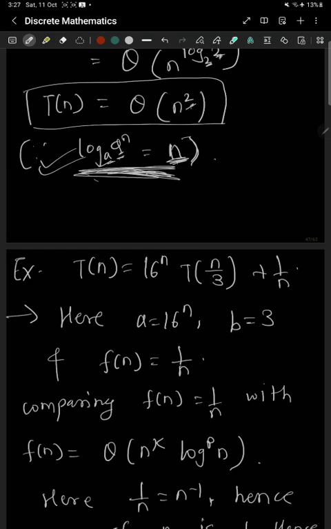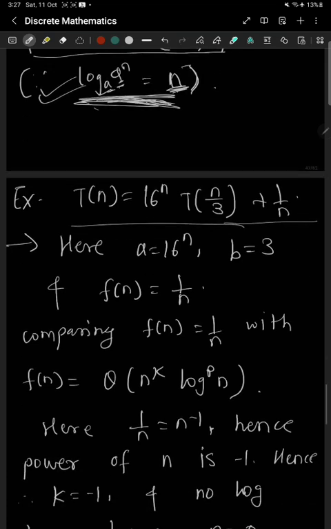Now the second equation is T(n) = 16^n T(n/3) + 1/n. Whenever you are going to solve the recurrence relation of this type for an algorithm or time complexity, you first check if the conditions are satisfied, and then proceed. Here a is equal to 16 raised to n. When we compare, n/3 gives us b is equal to 3, and here f(n) is equal to 1/n.